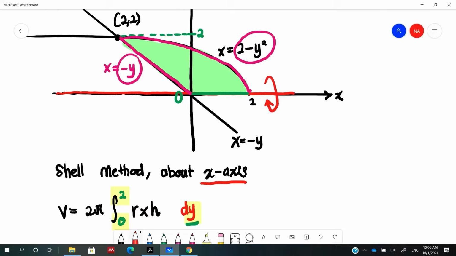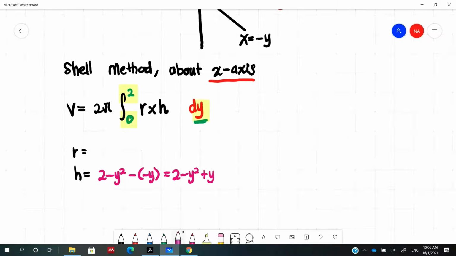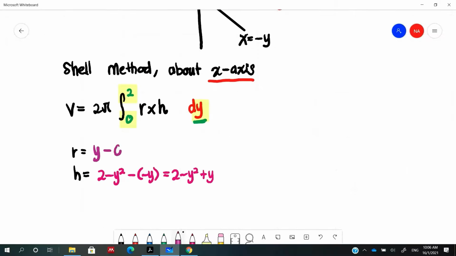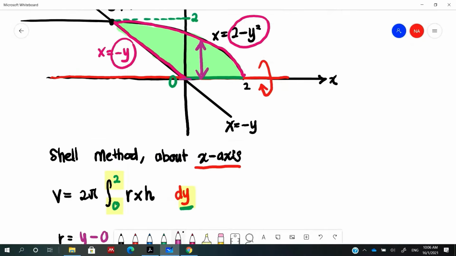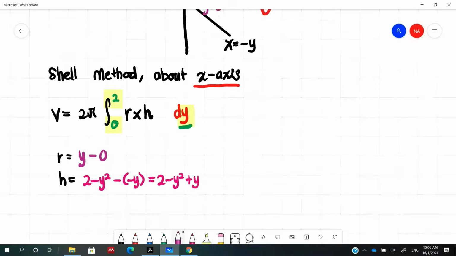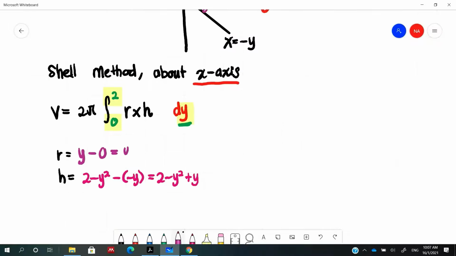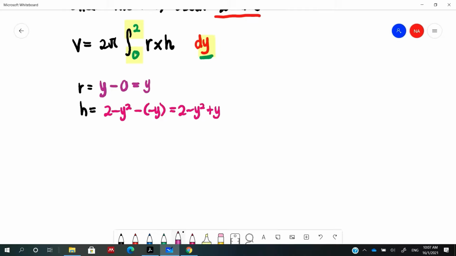Now you should look at your radius. Because the axis of rotation is that horizontal line, the radius should be something like this. Because the region is above the axis, it should be y, in terms of y, y minus the axis, which is 0. Y minus 0, because this is the line y equal to 0. So y minus 0 is y. Now we have obtained the radius and the height. We can substitute inside the formula.